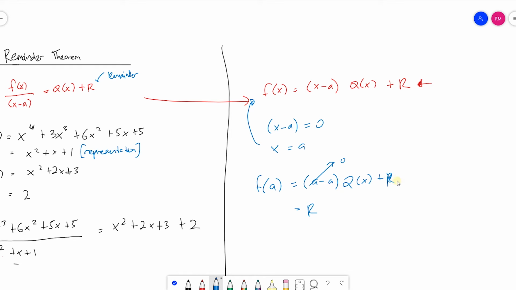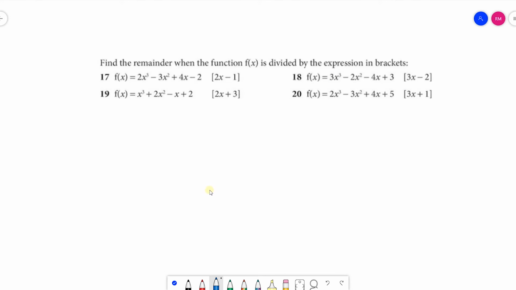Okay, so what we can do is take the x minus a, the one that we want to divide with, the denominator, and then make x the subject, and move the rest of the digits or unknowns to the other side, and then substitute back inside the formula to get the remainder. All right. Okay, now let's try to do this example.